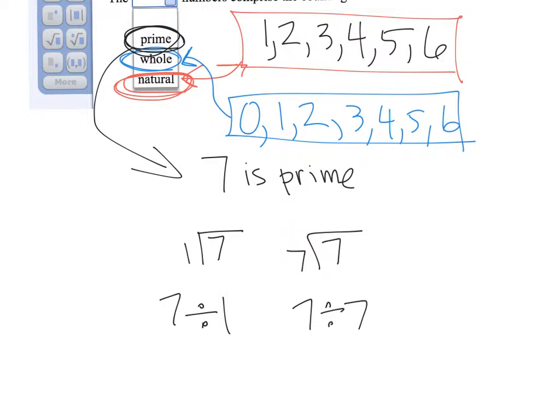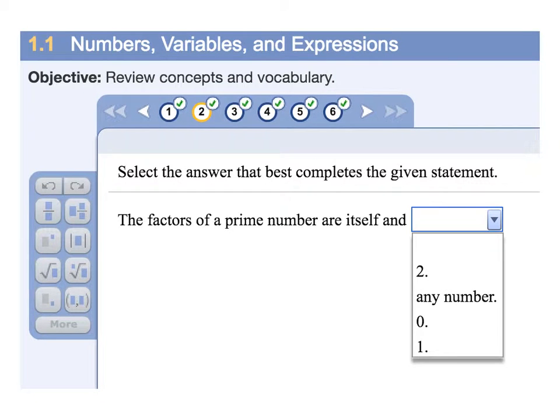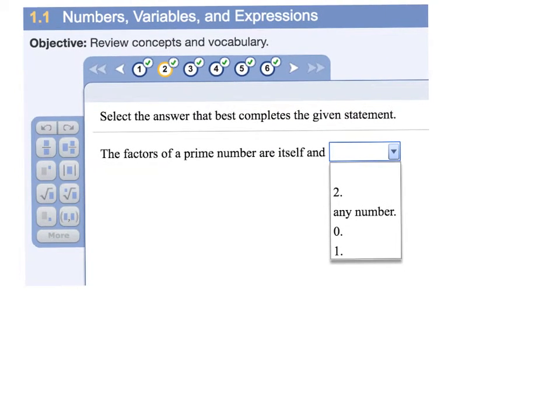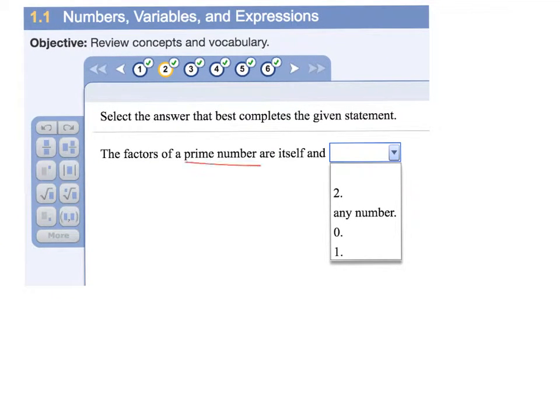The opposite of prime is composite, and that's a number that can be divided by something in addition to 1 and itself. So it could be divided by some other number as well. So the factors. Oh, hey, I just kind of gave that away. The factors of a prime number are itself and 1.